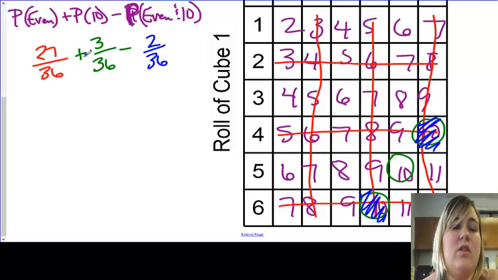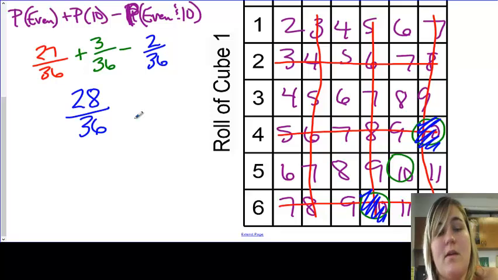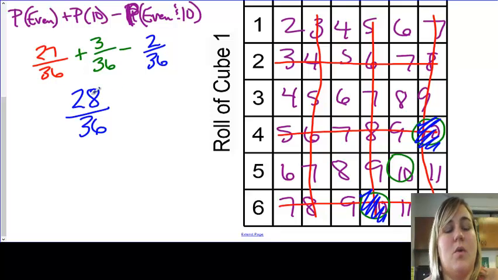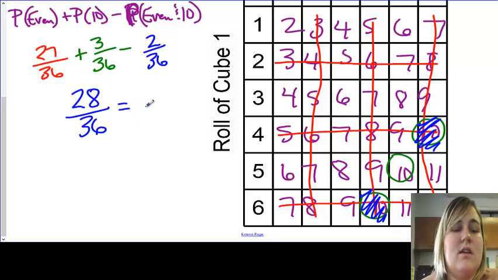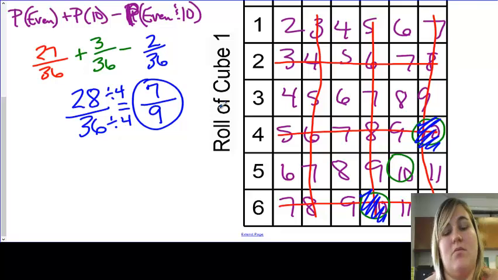So 27 plus 3 gives me 30, minus 2 gives me 28 out of 36 as my probability, but I need to reduce that, of course. Whenever I reduce it, I'm going to reduce by 4. So 4 on top and bottom. 28 divided by 4 is 7. 36 divided by 4 is 9. This is my probability.